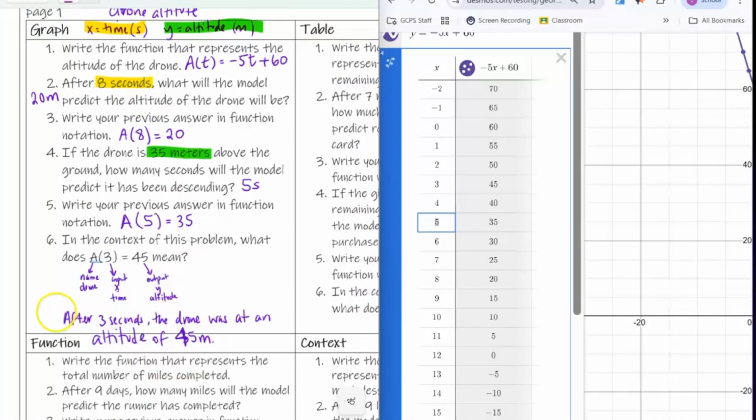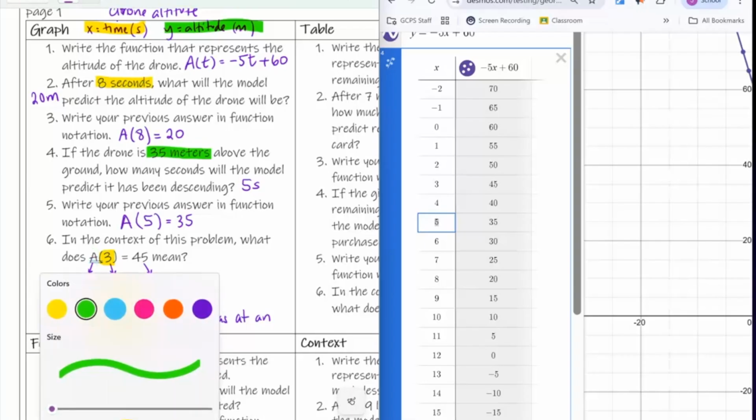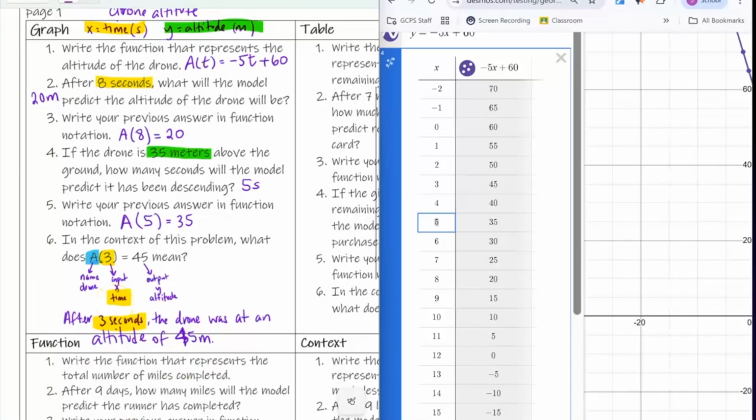Do you have all the information? So x is the number 3 and time. Do I have 3 time? Yes, I do. Do I have the name of my function? The name of my function, so let's see, the drone. Yes, I do. And then finally, do I have my y, which is altitude at 45? Yes, I do. Once I know I have all those 3 things, I've answered that question.